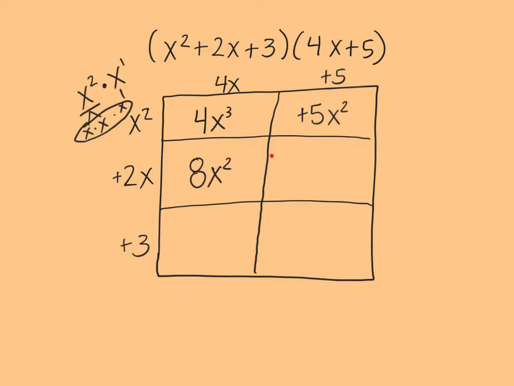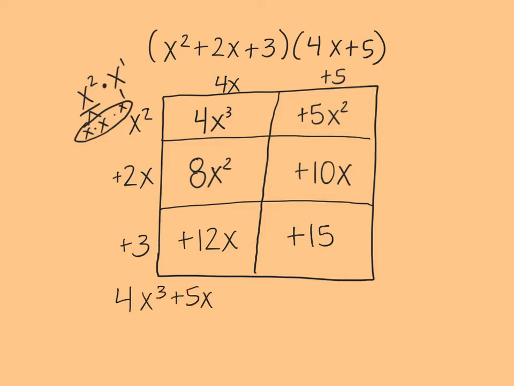Then our next section of the box, 2x times 5. This would tell us we have 5 sets of 2x for a total of 10 x's, positive 10x. This section of the box, we have positive 3 times 4x. So we have 3 groups of 4x's for a total of 12 positive x's. And then the last section of the box, positive 3 times positive 5 is positive 15. So let's go ahead and write this all out. Notice how everything is positive, so in this case, everything is addition.